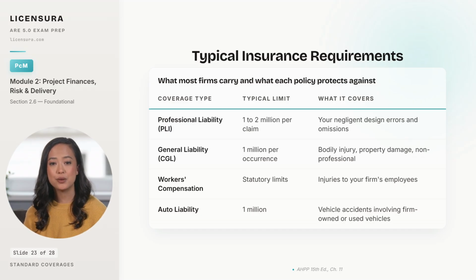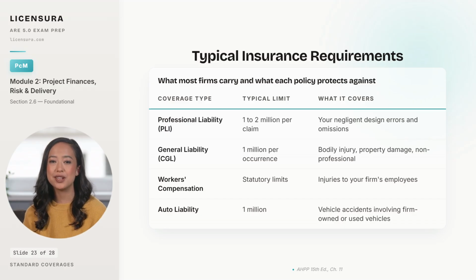Professional liability, or PLI, is the central architect's policy. It covers negligent design errors and omissions, typically at limits between 1 and 2 million per claim. This is claims-made coverage, which means the policy that pays is the one in force when the claim is reported, not when the work was done. That detail matters when you retire, sell the firm, or change carriers. And tail coverage is what bridges the gap.